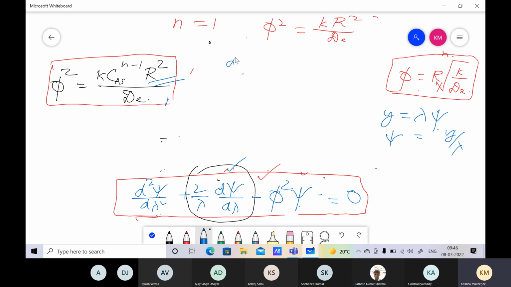d psi upon d lambda, you people must not have done this. Take this expression here. So in u by v form, it is equal to lambda dy by d lambda minus, of course, just y upon lambda square, okay?